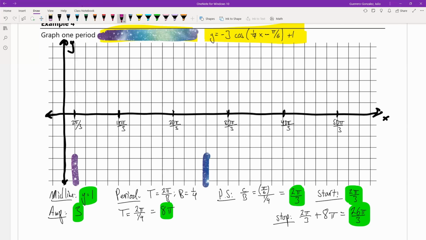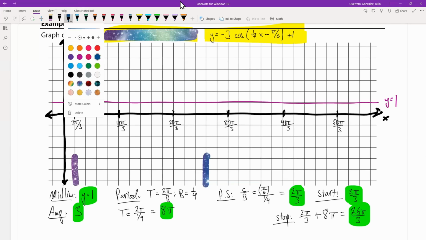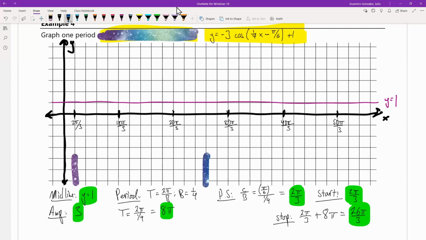Let me do the midline first. That's as thin as I want to make it. That is my y equals 1. I need to go up and down this amount, my 3, right? So if you take a look, my midline is 1, so this should go up to 4 and down to -2. This is going to be a negative cosine graph, so I need to do this. 1, 2, 3.